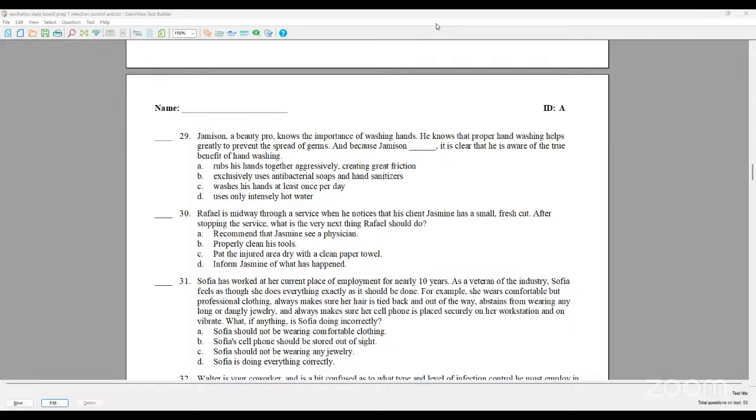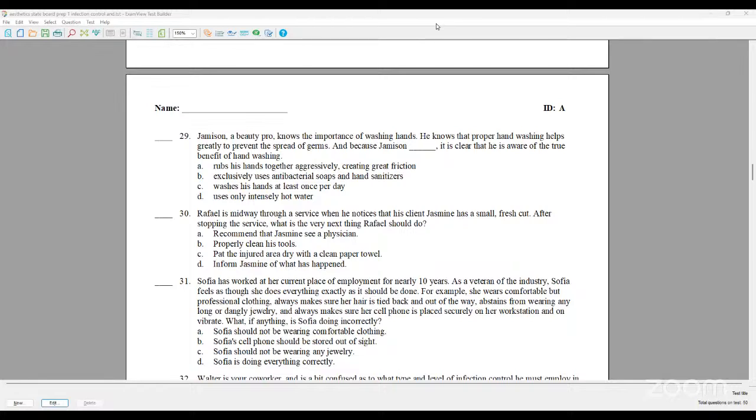Well, I think Raphael should pat the injured area dry with a clean, proper towel. And I say that because if the client is bleeding, then you're going to apply pressure to it, and then you will tell the client that they have a cut. Okay. Actually, they want you to do the opposite. They want me to tell the client first? Yep. They want you to say, hey, you got a cut, then start your process.